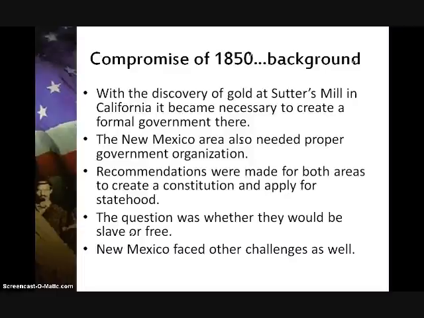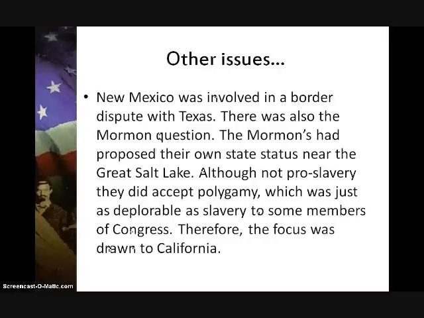Recommendations were made for both areas to create a constitution and apply for statehood. The question then becomes, do you want to be slave or free? The other challenge with New Mexico is their border dispute with Texas, which still hadn't been settled. And then we have Utah and this Mormon question.